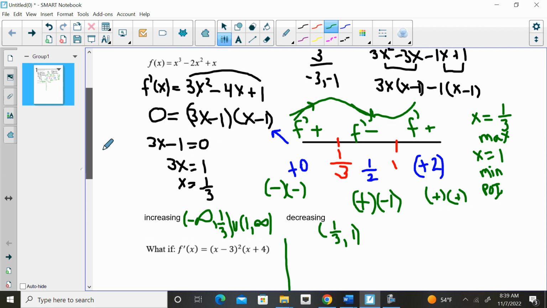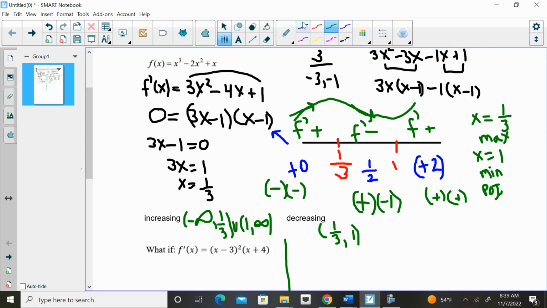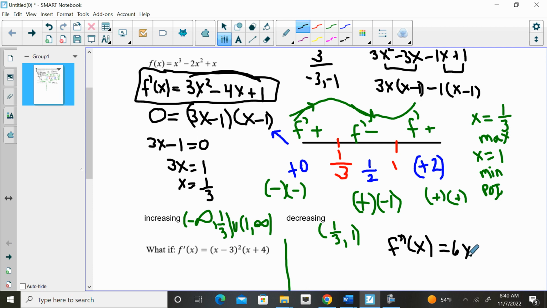So for the next part of the question, I have to take the second derivative to find points of inflection and intervals of concave up and concave down. So come back to this form of the derivative to take the second derivative. That's just your basic old power rule. Take the second derivative, which would be 6x minus 4. Okay, we set that equal to 0.